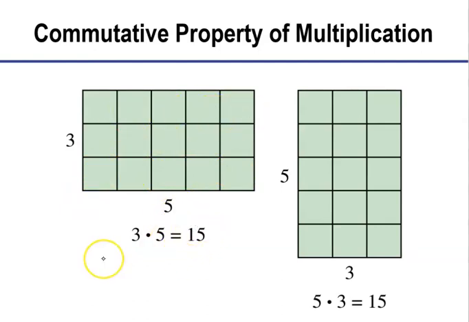Now if we commute, we want to discuss 5 times 3. This would be 5 rows of 3 units. And that also gives us a result of 15, and that shows visually the commutative property of multiplication.